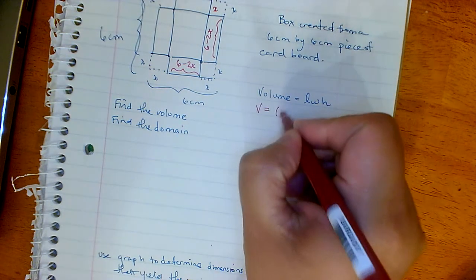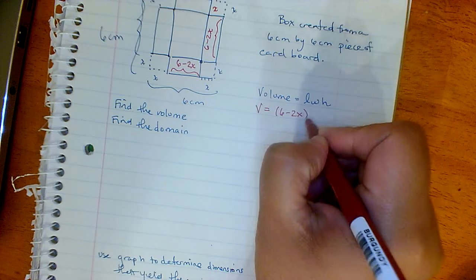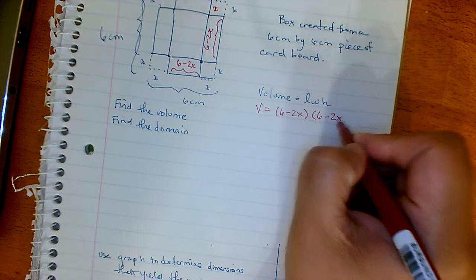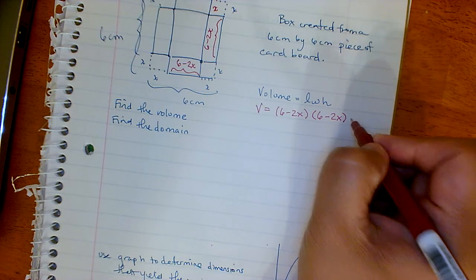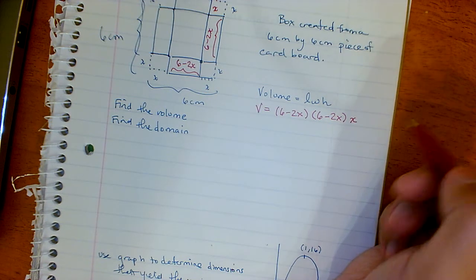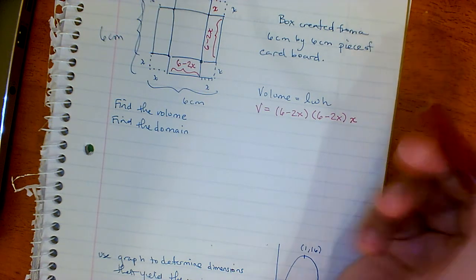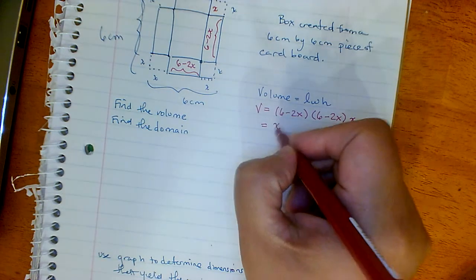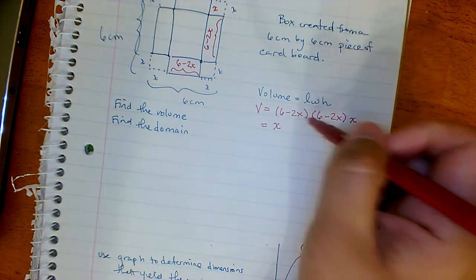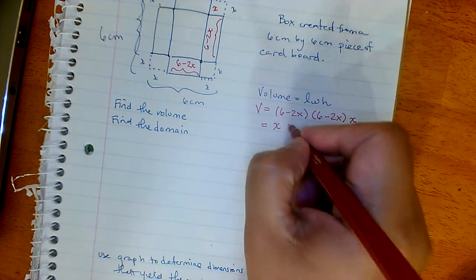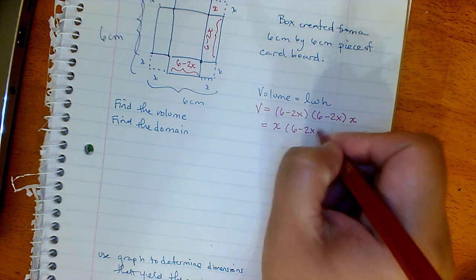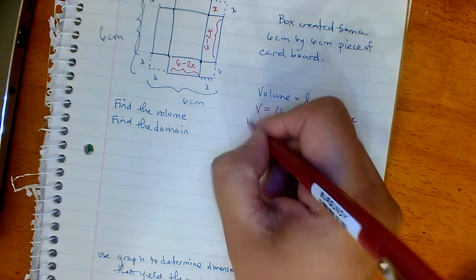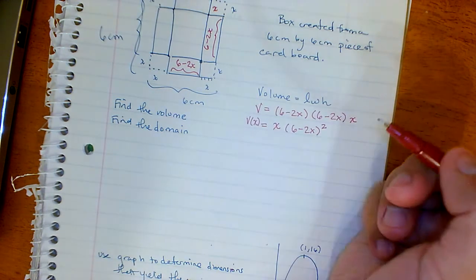So for our volume, we're going to have a length of 6 minus 2x. We're going to have a width also of 6 minus 2x, and we're going to have a height of x. And so if they wanted it in factored form, we could do this. Generally with factored form, we tend to put the x in front, and then this factor is used twice, so we would write 6 minus 2x, and then we'd have that squared quantity on the outside. So this is our volume function of x.